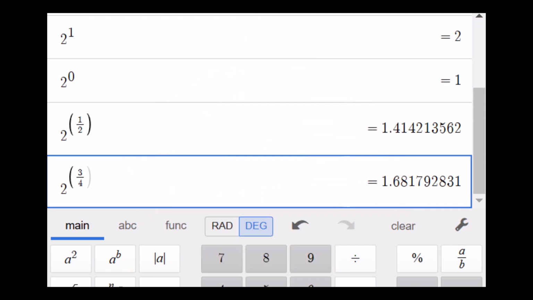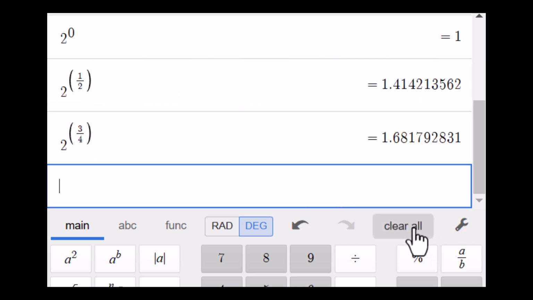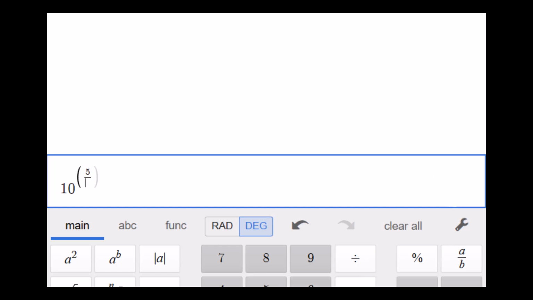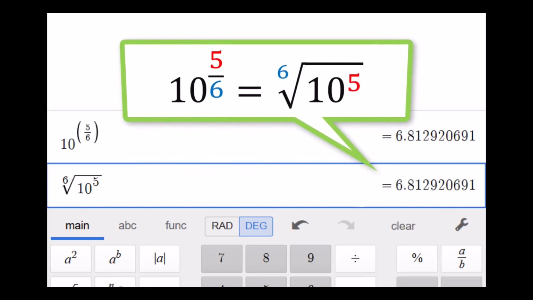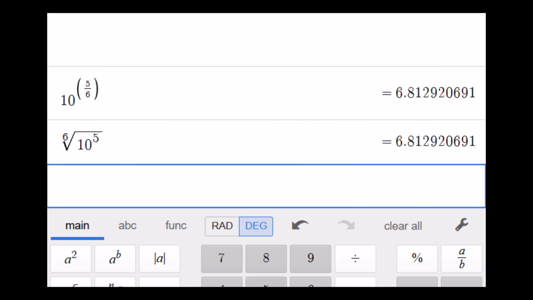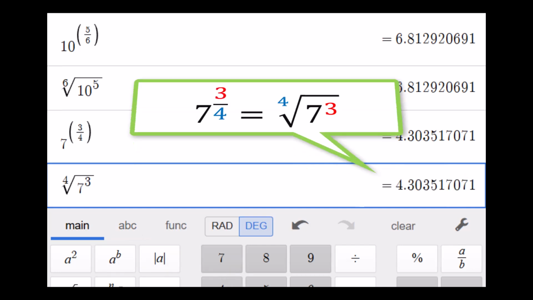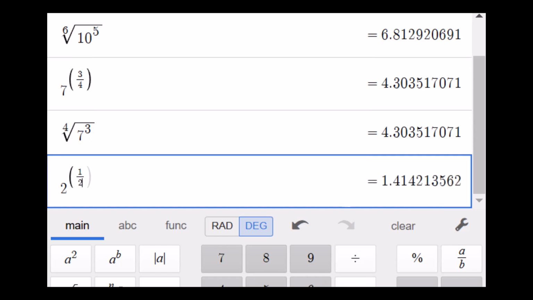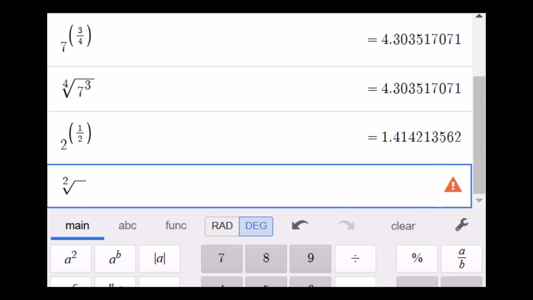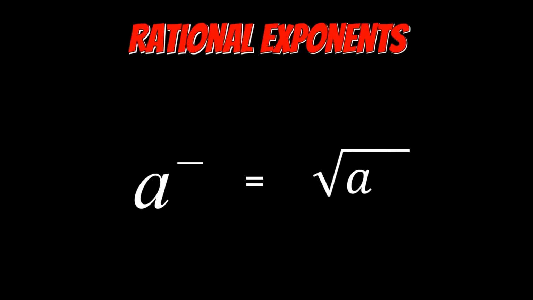There's got to be a way to rewrite that so it shows what's happening when you have a 1/2 as an exponent. Let's try something here, and I want you to watch for a pattern. So there is a pattern to it.